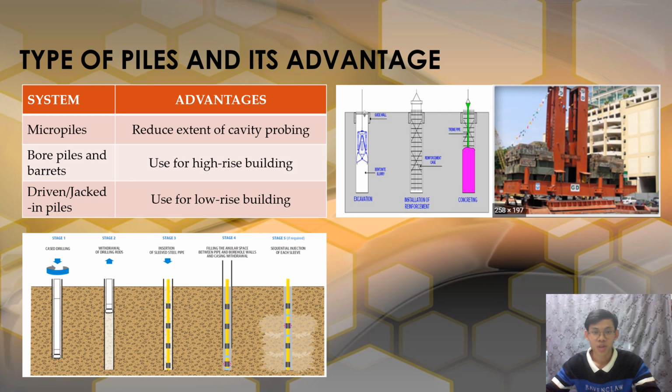To solve the problem, we can use some systems to overcome it, such as micropile that can reduce the extent of cavity probing, bored pile embedded used for high-rise buildings, and driving jack-in pile that is used for low-rise buildings. The picture shows the installation of the three systems.